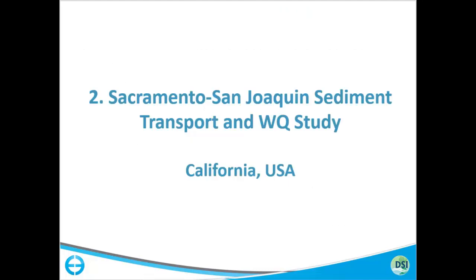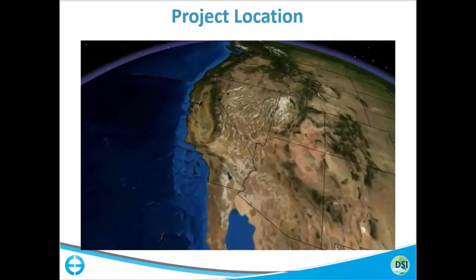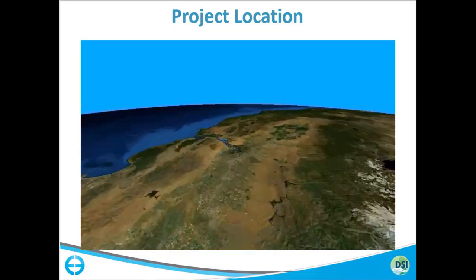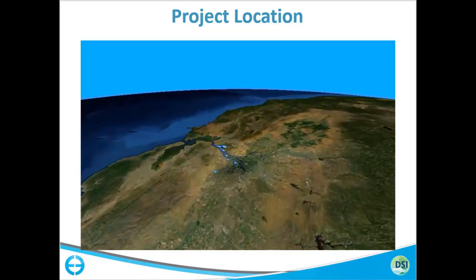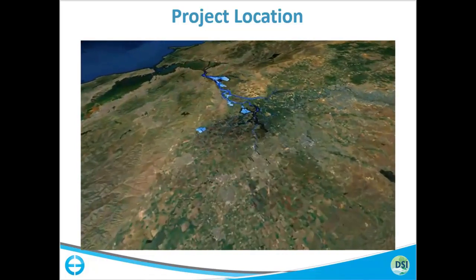So this is another study area I'll be talking about briefly. You don't have to remember what was in each of those. It's just what were the key features, how EFDC was used to be more informative. So this is our project location, the San Joaquin, Sacramento Delta. This animation was created using Google Earth.